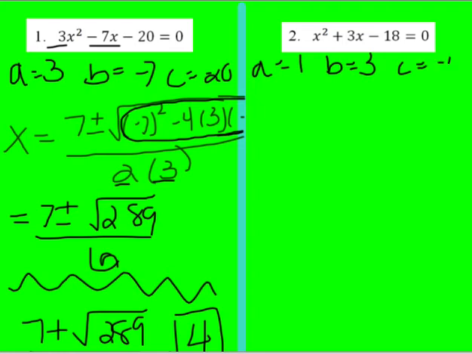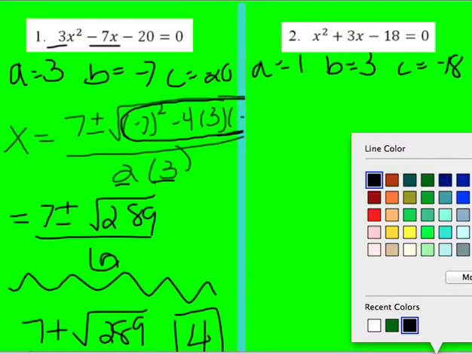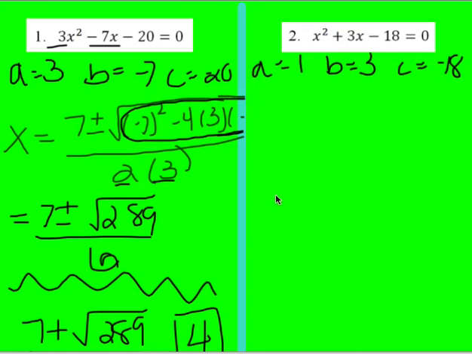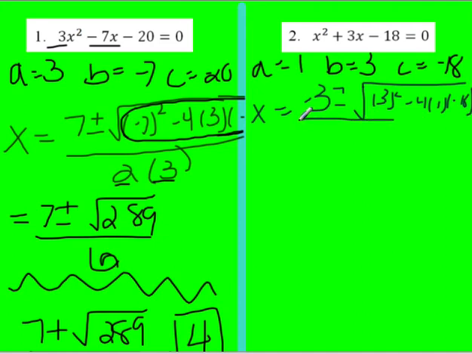So now I'm ready to plug this into the quadratic formula. So x is equal to the opposite of b, so that's going to be negative, plus or minus the square root of b squared minus 4 times 1 times -18, because it's 4ac, all over 2 times a.